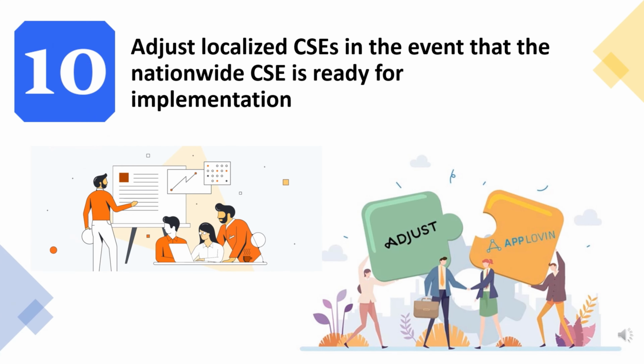Step 10. Adjust localized CSEs in the event that the nationwide CSE is ready for implementation. The TCI geographies diffusion sites must adjust and complement their existing localized CSE efforts in the event that the national government is set to roll out the CSE in their city. This is with the assumption that the city will develop and implement localized CSEs first, while waiting for the nationwide rollout.